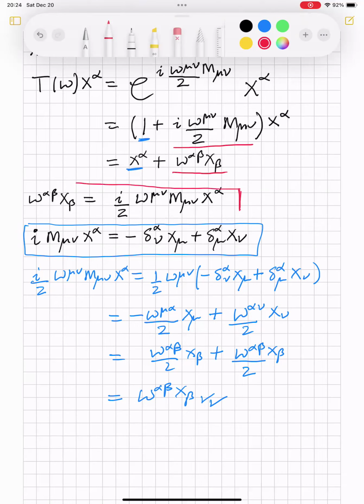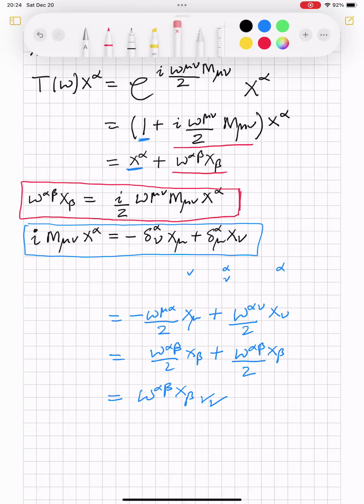So the equation now boxed in red was meant to be telling us about the action of M mu nu. That's exactly what it's told us. Now, the good thing is, we don't need this blue anymore. We just used that to verify that the equation boxed in blue was correct. So let's just remove that now. Now, the good thing is this equation boxed in blue is going to tell us exactly what the generator is.